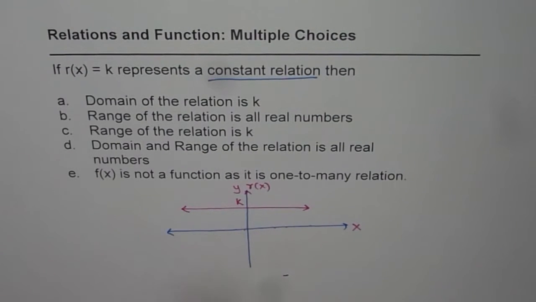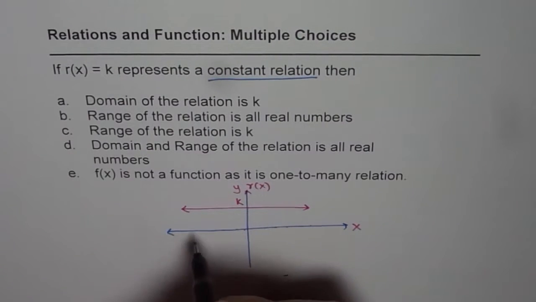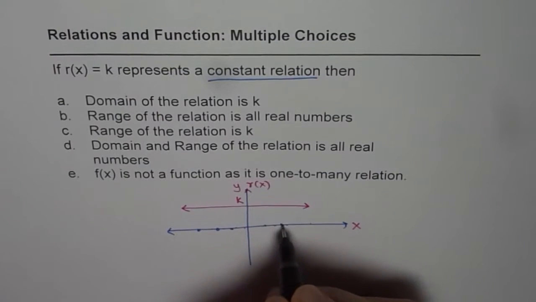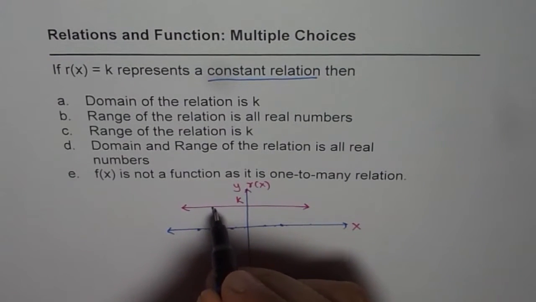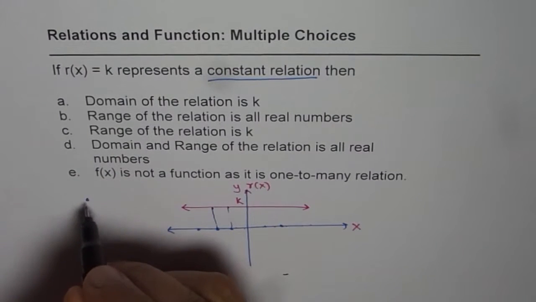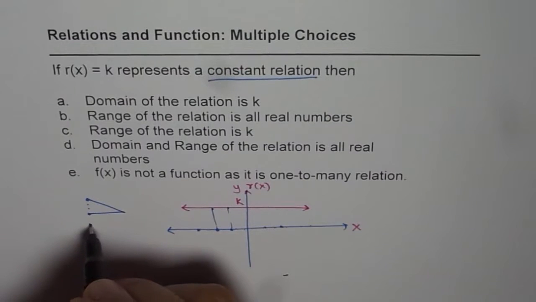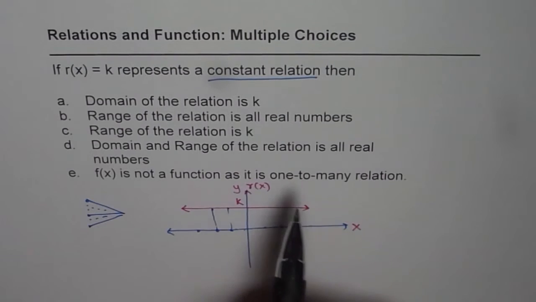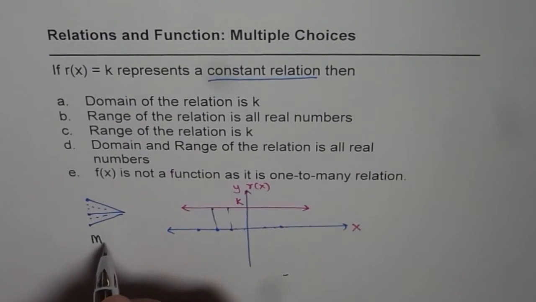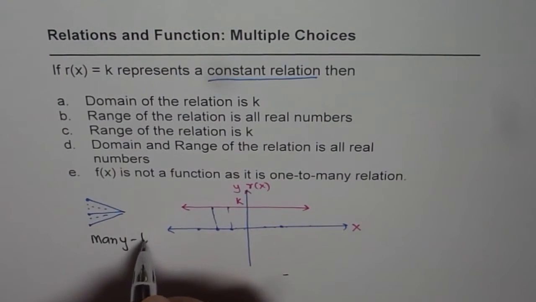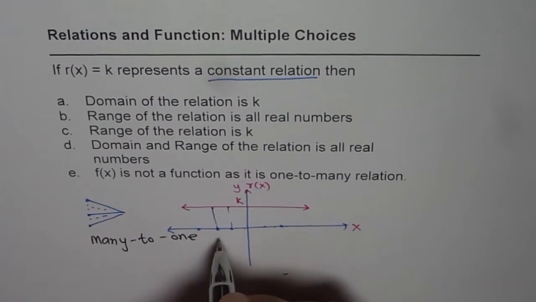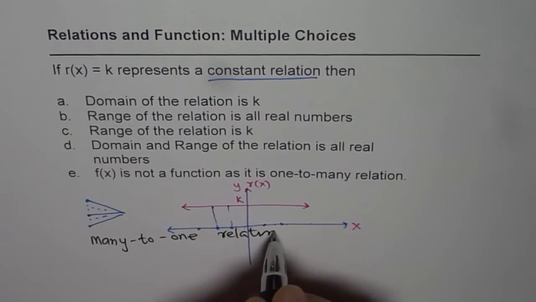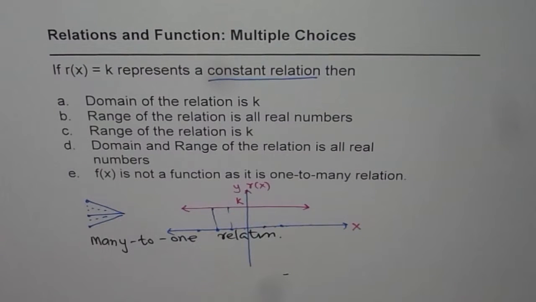Now this relation, as you see, is actually a many-to-one relation, because many values of x are associated with just one value of y, right? So this relation actually is many values with one. Okay, so this is a many-to-one relation, not one-to-many. So that is one thing which I wanted to make clear. It's a many-to-one relation. Now the question is, is it a function or not, right?